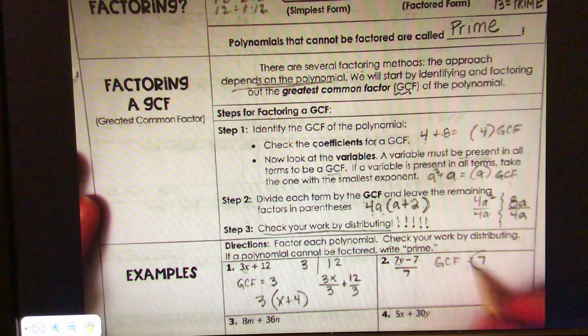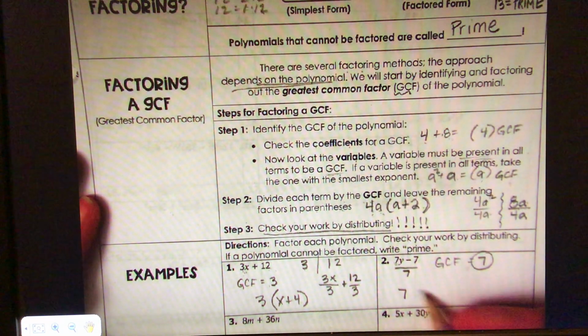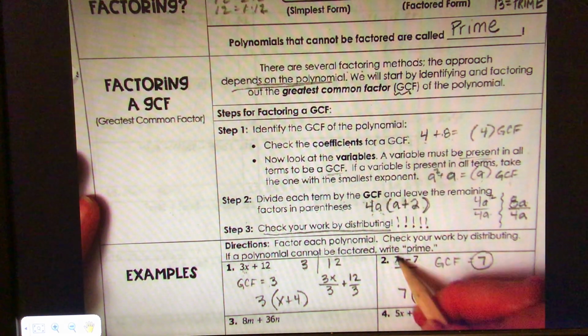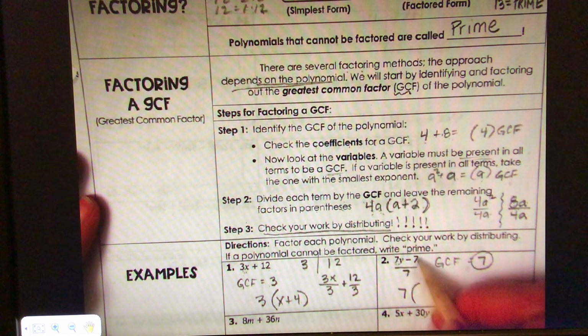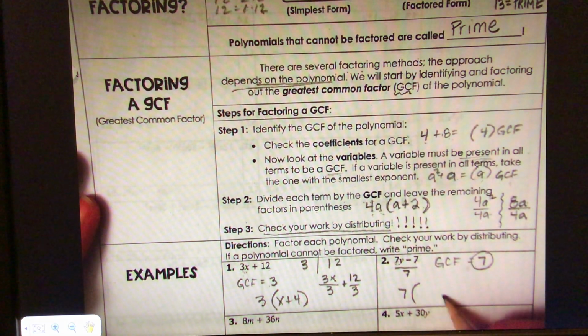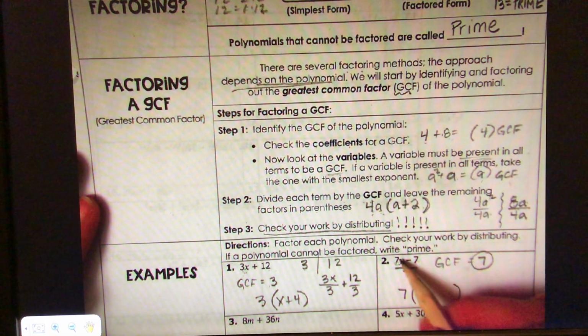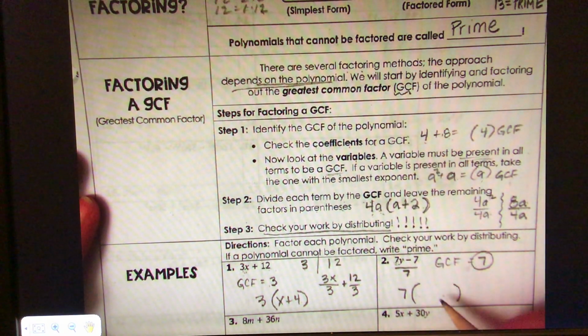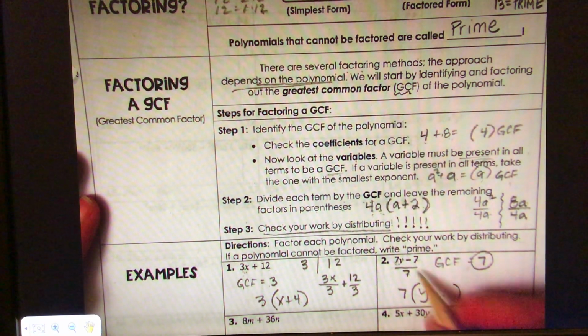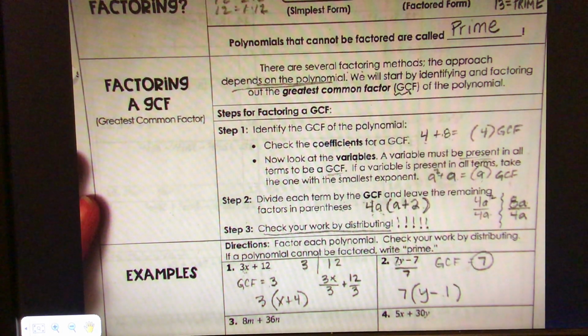So take your GCF, put it outside, then the division, what I get as the answer, the quotient to these division problems, will end up being what's in the parentheses. So 7y divided by 7 is just y. Hold on to my subtraction sign. 7 divided by 7 is 1. Okay.